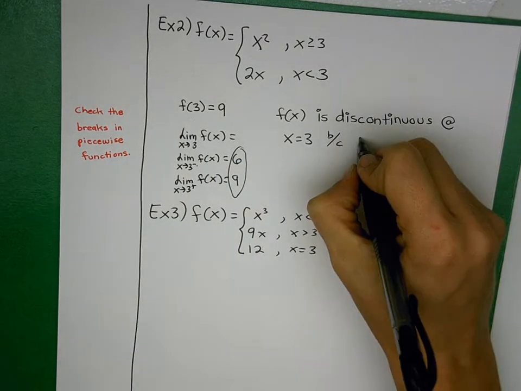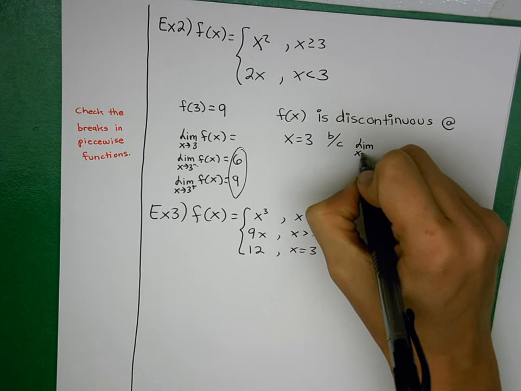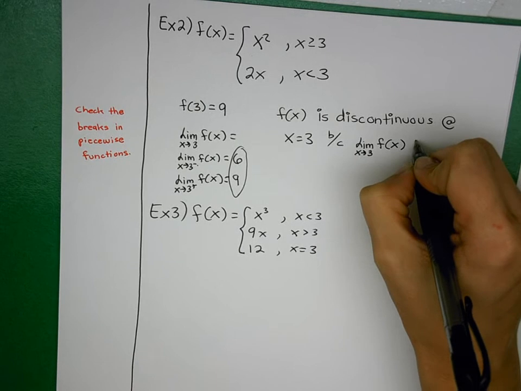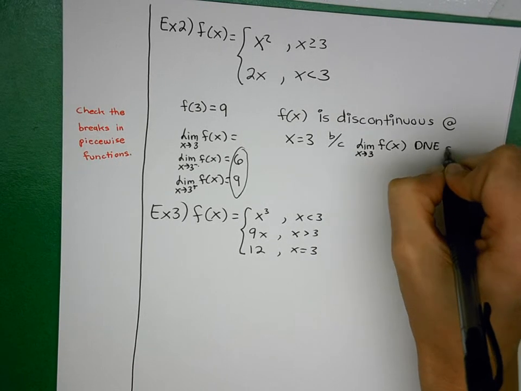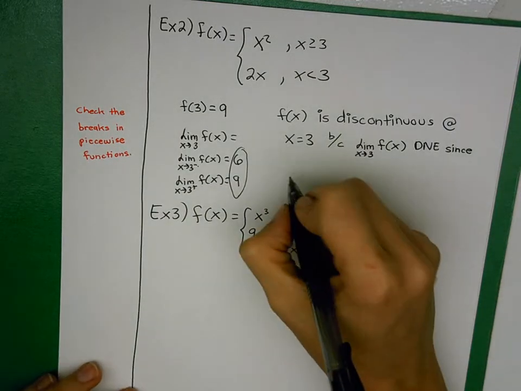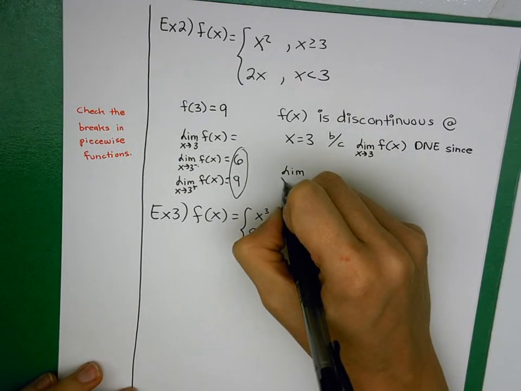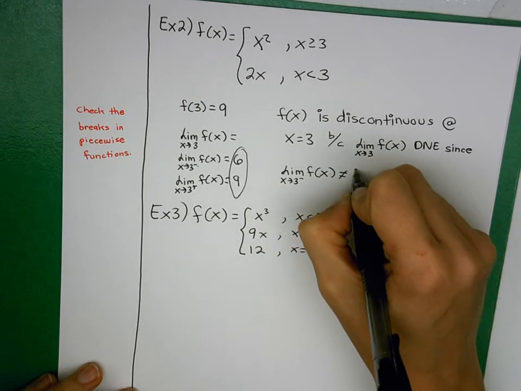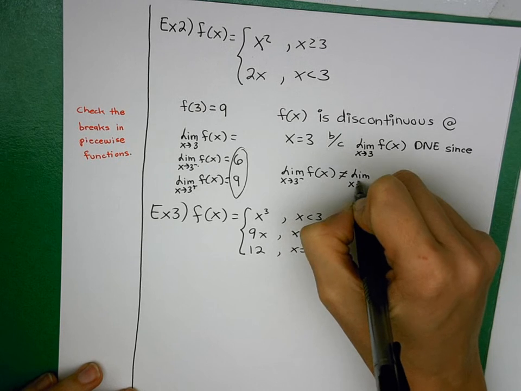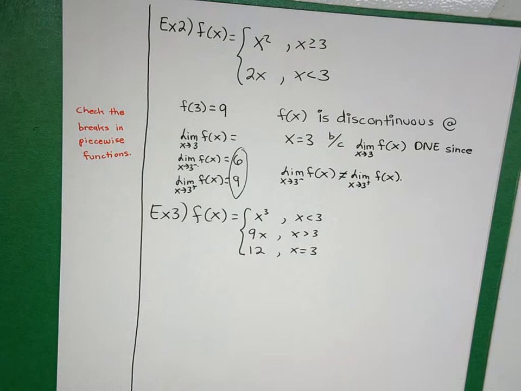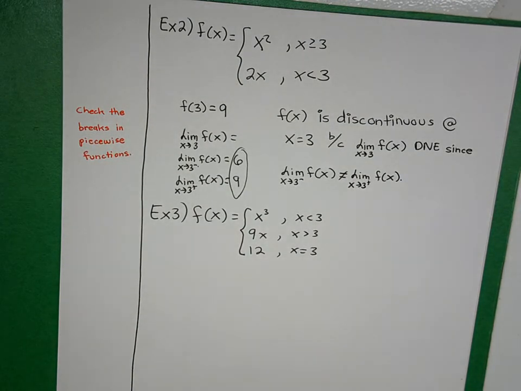Because second condition, the limit as x approaches c, in this case 3, of my function does not exist since, and remember, we always want to support that does not exist. Since the limit as x approaches 3 from the left is not equal to the limit as x approaches 3 from the right, AKA does not agree. From the left and from the right are two different values.